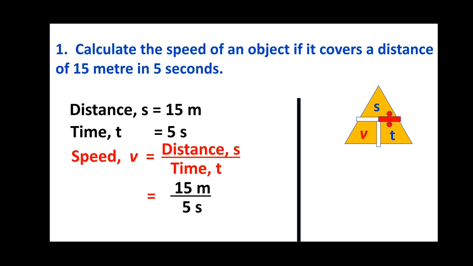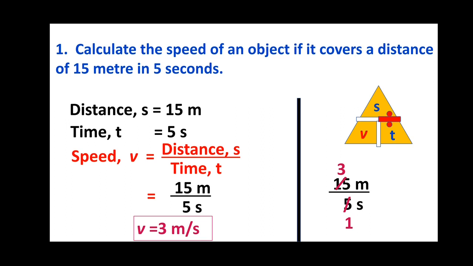Now we have to do the calculation. Let us do it in workspace. So we know that 5 will go in 5 one time. That is 5 ones are 5. And how many times 5 will go in 15? We know that 5 threes are 15. So thus we will get 3 meter per second. This is the speed that we got.